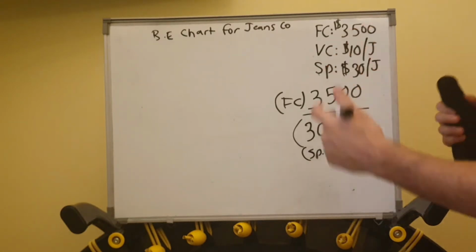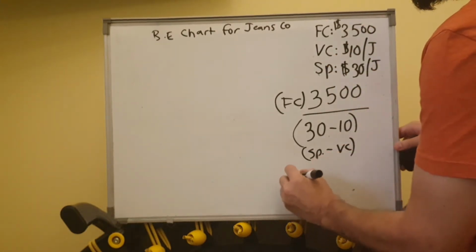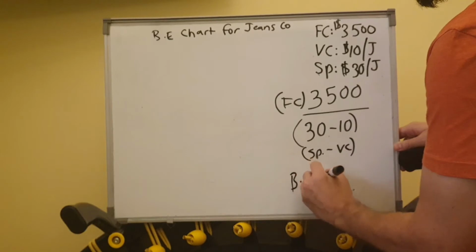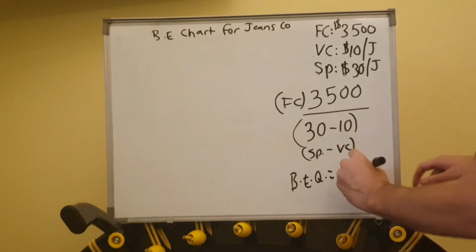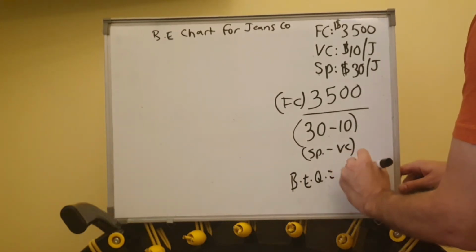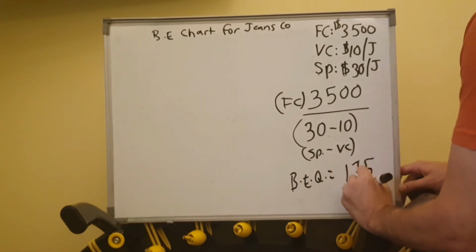So when you do the maths, it ends up being your break even quantity. Remember, when you're calculating break even, it's a quantity. It's not a dollar value. This is a big common mistake people have. 175 jeans.